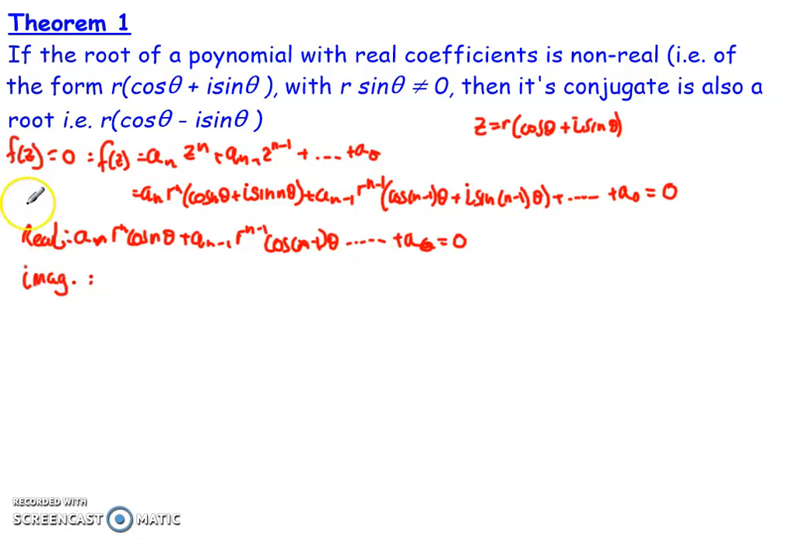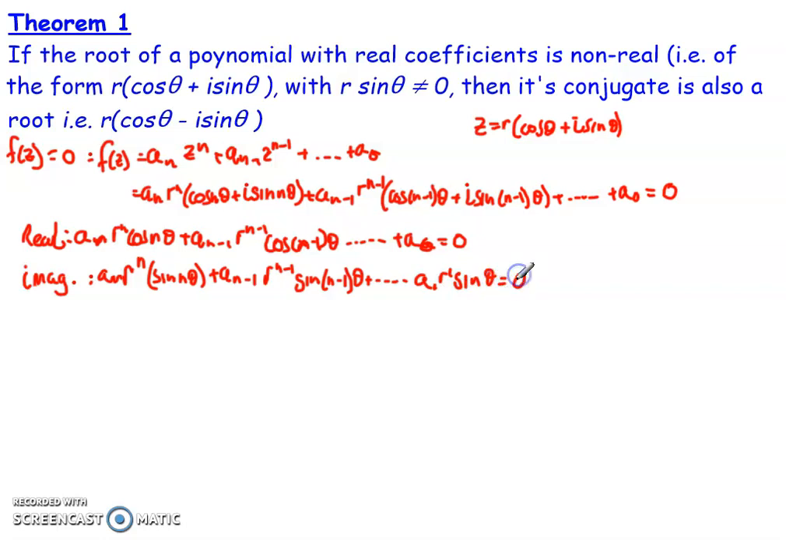So what I'd have for the imaginary part is an r to the n. This time though, it would be sin n theta, plus a_{n-1} r^{n-1} sin (n-1) theta, and then that would continue all the way down. It would stop though at a_1 r^1 sin theta. And we know that that also would equal 0. So the imaginary part and the real part that take that format have to equal 0.